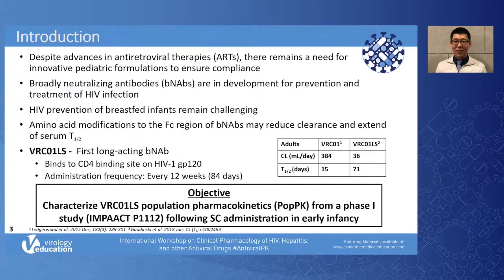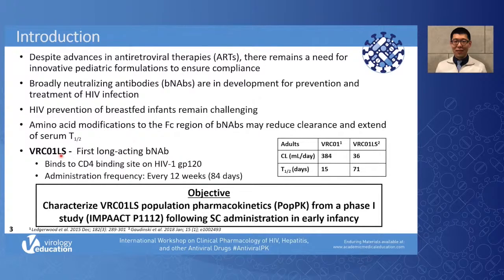Despite advancements in antiretroviral therapy, there remains a need for innovative pediatric formulations to ensure compliance. Broadly neutralizing antibodies, or BNAbs for short, are currently under development for prophylactic use and for the treatment of HIV infections. HIV prevention in breastfed infants especially remains challenging and requires more therapeutic options. As such, BNAbs can serve as a therapeutic option for these patients. Amino acid modification of the Fc region of BNAbs can reduce clearance and extend duration of serum half-life to allow less frequent dosing.